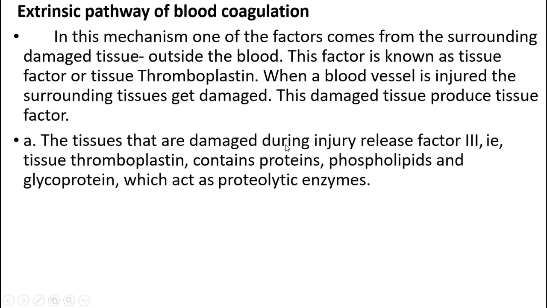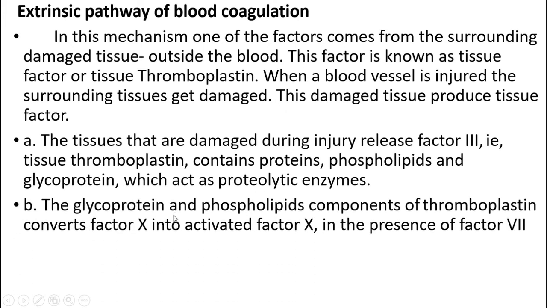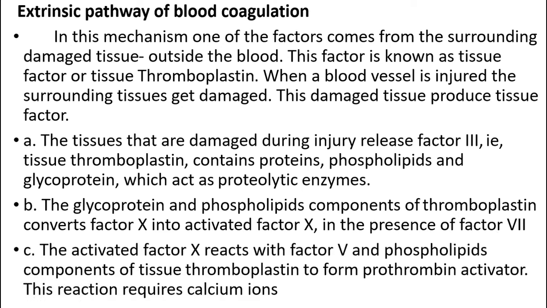The tissues that are damaged during the injury release factor 3, that is, tissue thromboplastin, which contains protein, phospholipids and glycoprotein, which act as proteolytic enzymes. The glycoprotein and phospholipid components of the thromboplastin convert factor 10 into activated factor 10, in the presence of factor 7. The activated factor 10 reacts with factor 5 and the phospholipid components of tissue thromboplastin to form prothrombin activator.